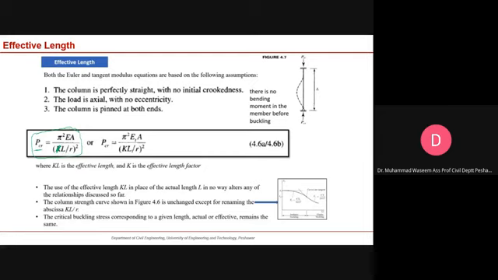Now there were some assumptions based on which the Euler formulation was derived. There are three assumptions in the Euler formulation. First one is that the column is perfectly straight and without any initial crookedness.